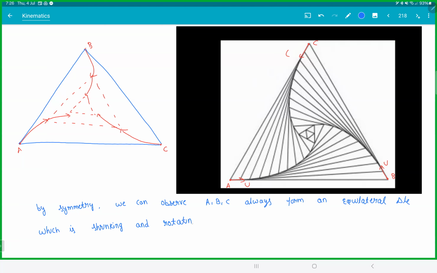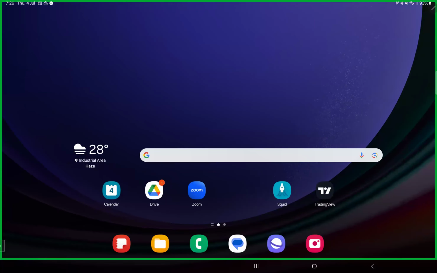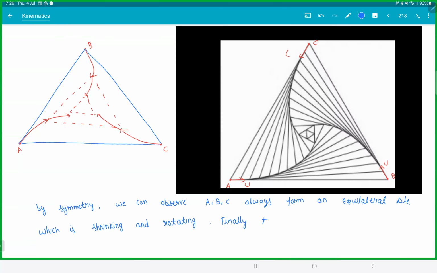Which is shrinking and rotating. And finally, they meet at the centroid, again by symmetry, just because it is an equilateral triangle and just because all are identical. Even if one of them has a speed difference, this thing will get messed up. Finally, they meet at the centroid.